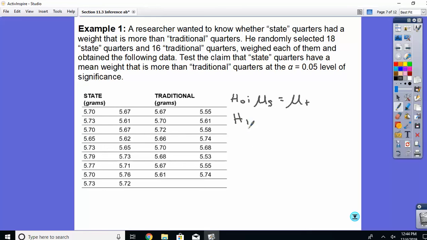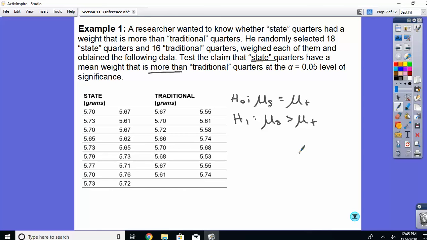So the alternative: I want to know if the state have a mean weight that is more than. So I want to know, is the mean of the state more than the mean of the traditional? All right.